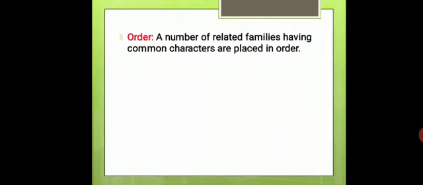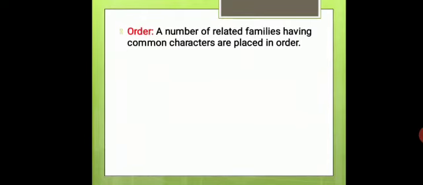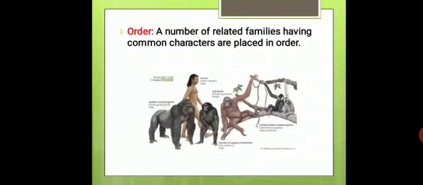And next, order. A number of related families having common characters are placed under the hierarchy called order. For example, in this picture, monkeys, apes, baboons, even man. We also have come from monkeys only. So we all come under the same order, which we call primates. We all have some of the same characteristics: the legs, the hands, and feeding the young ones, giving birth to young ones.